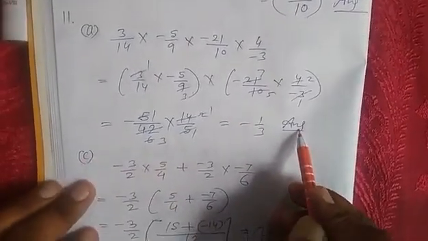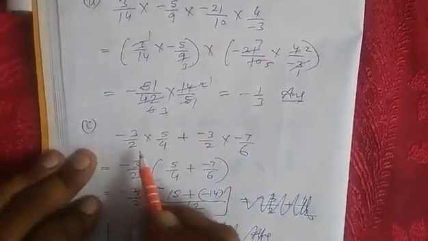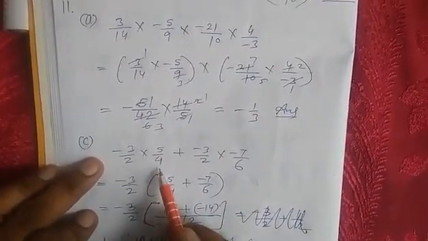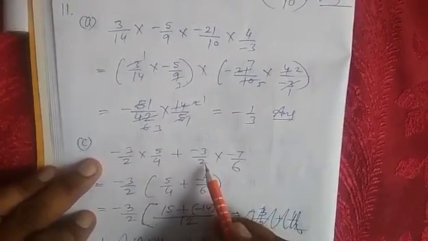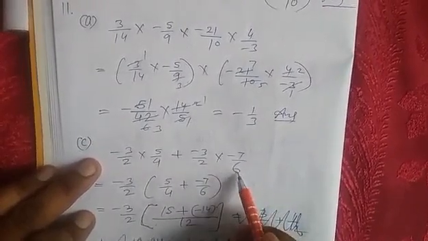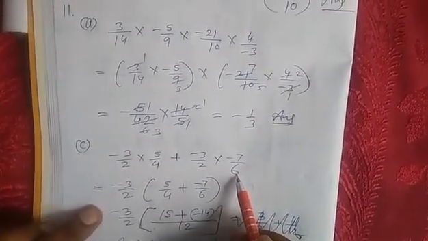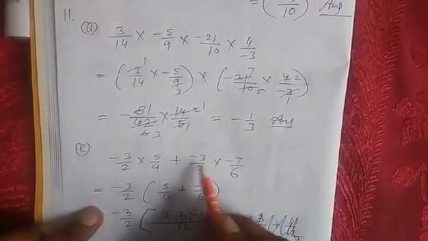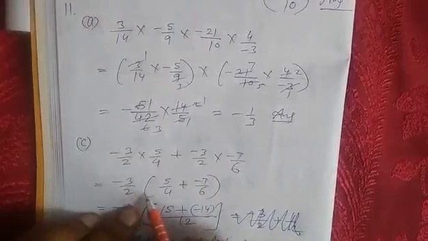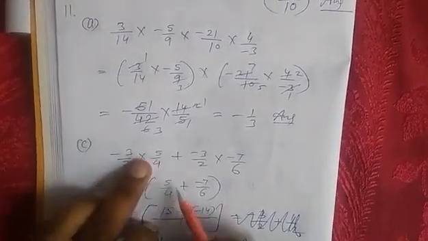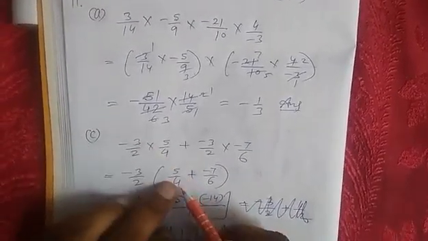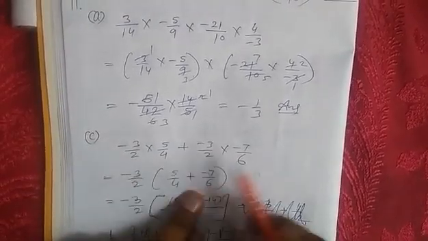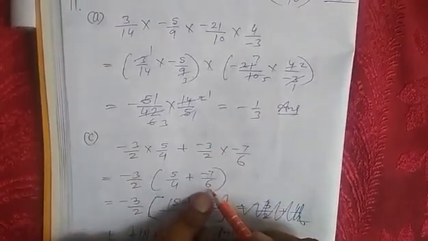This is the answer. C part: minus 3 by 2 into 5 by 4 plus minus 3 by 2 into minus 7 upon 6. Here minus 3 by 2 and minus 3 by 2 can be taken as common. Minus 3 by 2 in bracket 5 by 4, the remaining rational number is this one, plus, and this rational number can be taken as common, the remaining rational number is this one.